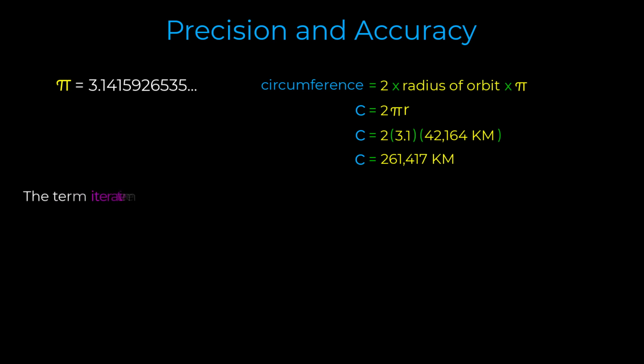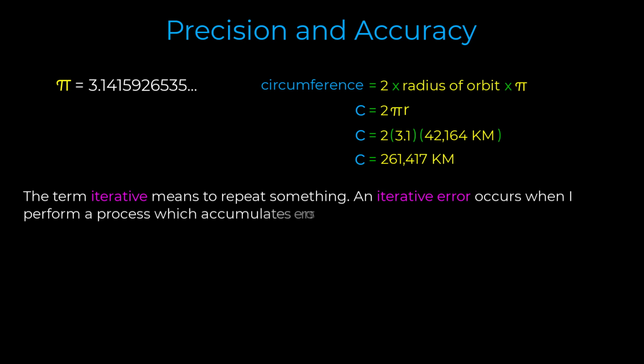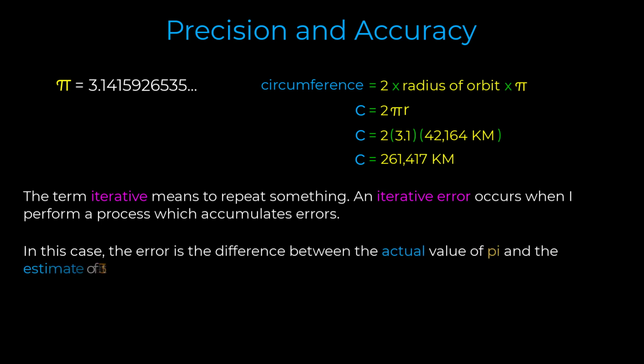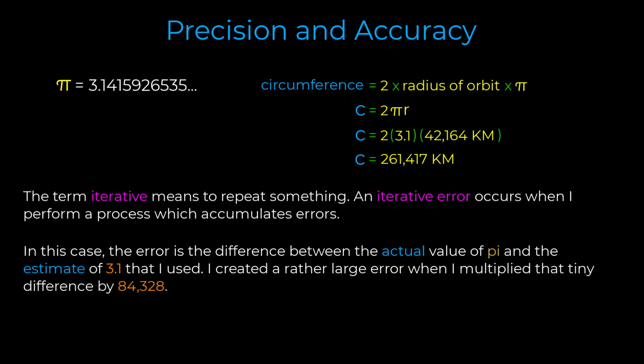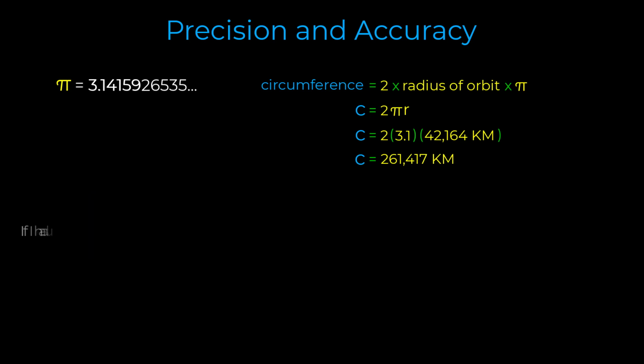The term iterative means to repeat something. An iterative error occurs when I perform a process which accumulates errors. In this case, the error is the difference between the actual value of pi and the estimate of 3.1 that I used. I created a rather large error when I multiplied that tiny difference by 84,328.